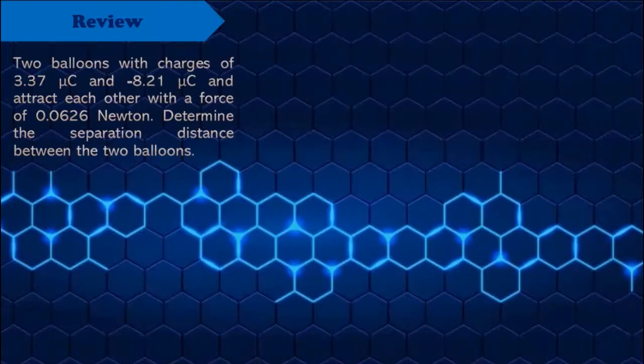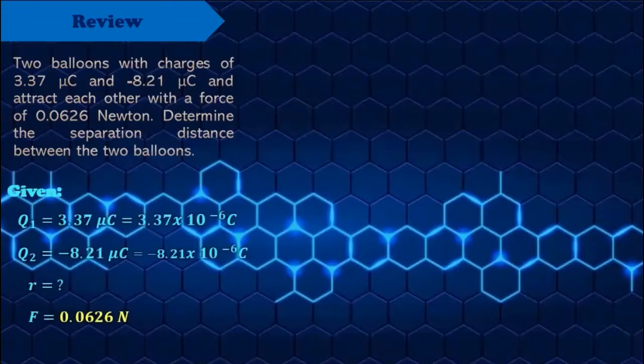First things first, input the given, and for this problem, the unknown is the distance between the two balloons. That is the R. Now take note, the first charge is equal to 3.37 times 10 raised to the power of negative 6 coulomb. And the second charge is equal to negative 8.21 times 10 raised to the power of negative 6 coulomb.